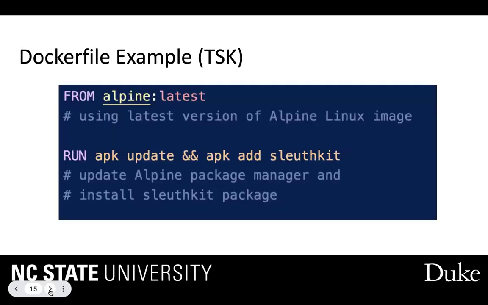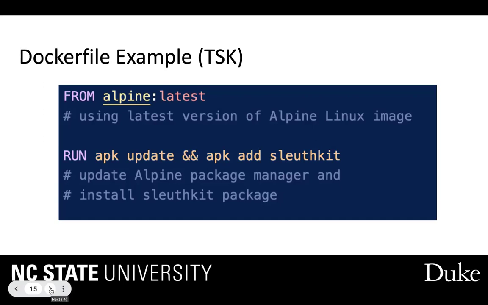So this is an example of a pretty simple Dockerfile. These are instructions to build an image for the Sleuth Kit, which contains tools used for examining media, disk images, and file systems. The FROM line says to build on top of the latest version of the Alpine Linux image. This image could be saved locally or pulled from the Docker Hub, which is a repository for images.